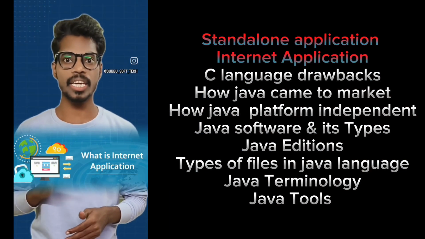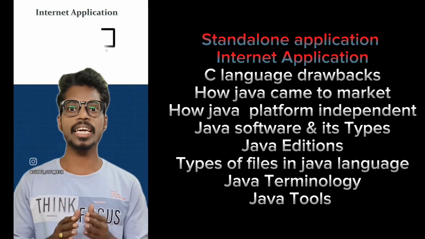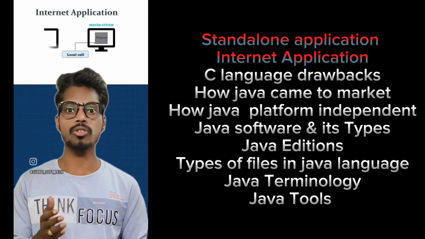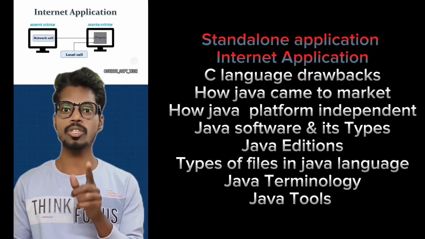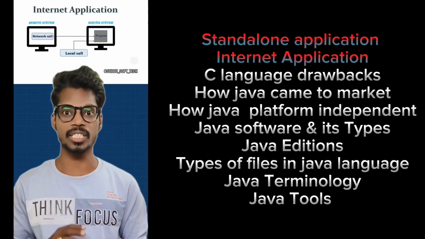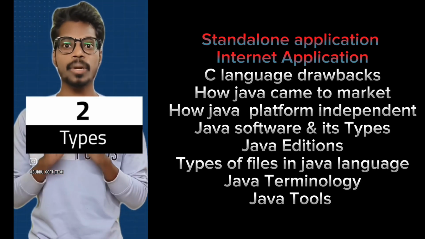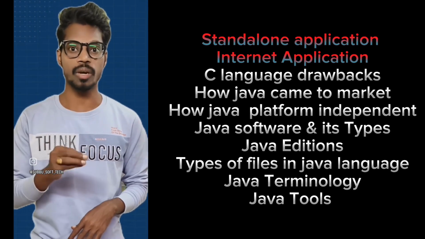What is an internet application and its types, guys? An internet application is an application that is executed on the local machine via a local call, and also executed via a network call from different remote systems. Two types of internet applications are available: one is the web support application and another one is the web application.